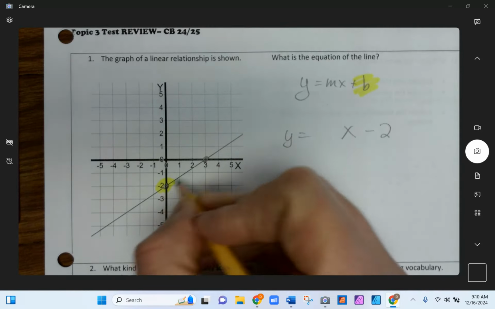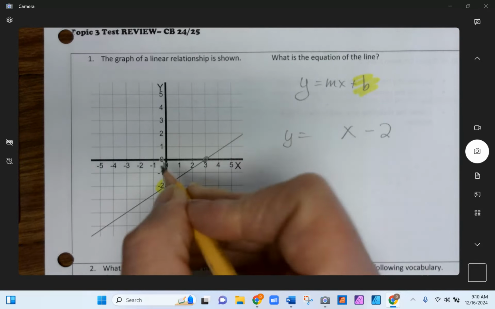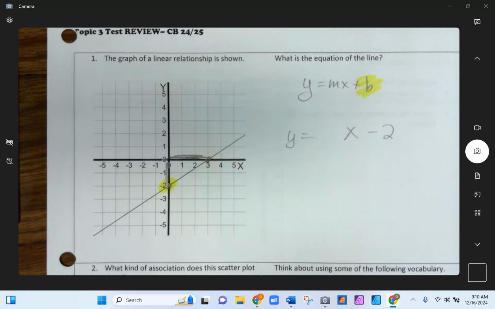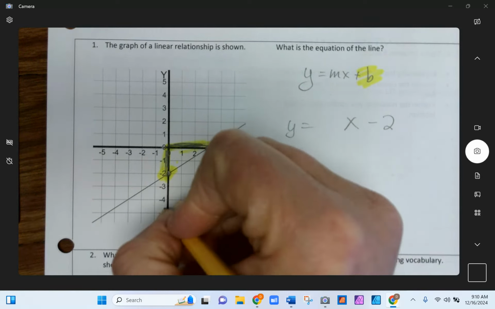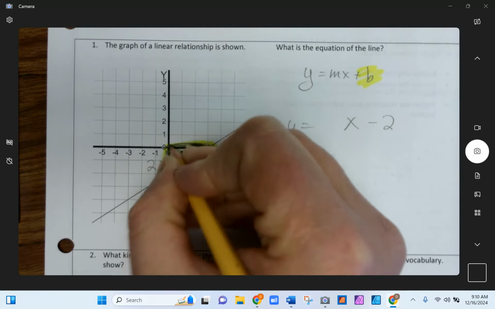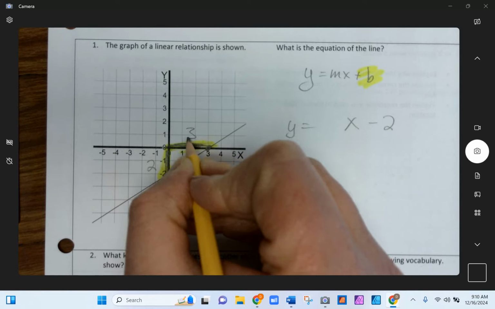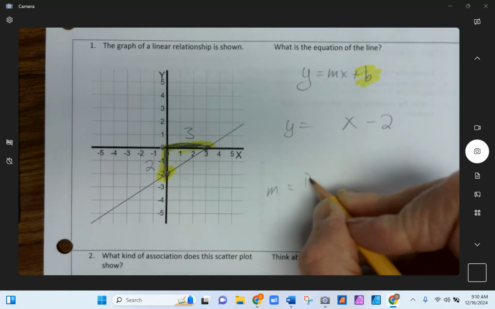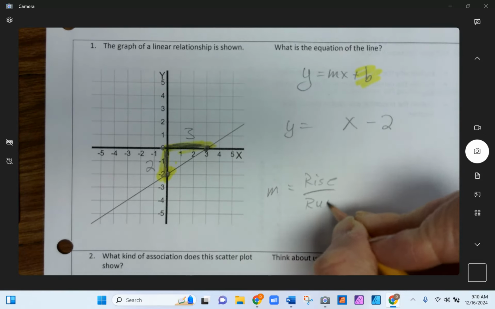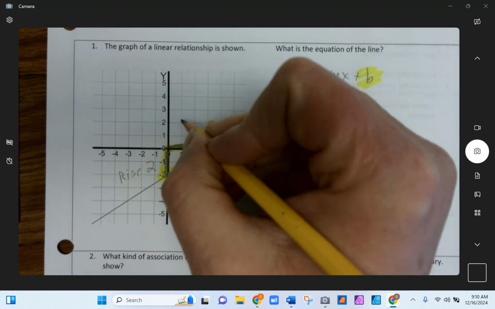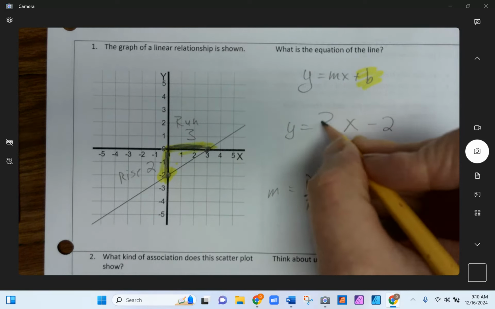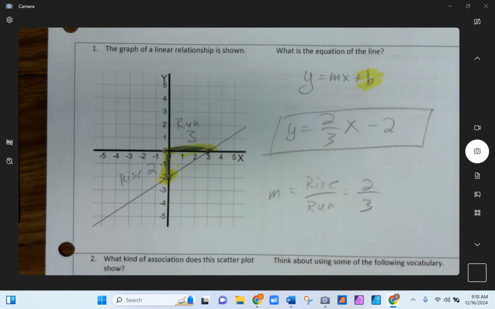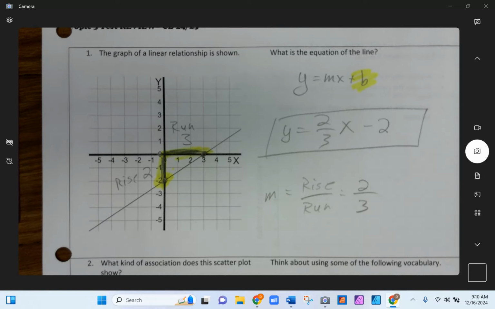So now that I have my 2 points, I can figure out the slope. I'm going to do rise over run. Basically you just count how many boxes you went up or down, right? Since we're going up, this is going to be +2 and then over 3. So your slope is rise over run. Rise is right here, run is right here. So it's 2 over 3. So that's your equation of the line, y equals 2/3 x minus 2.